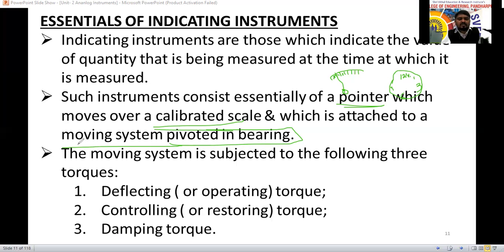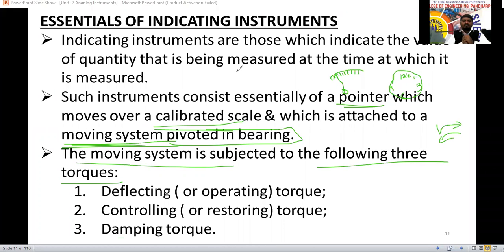So this moving system we are going to discuss here. The moving system is subjected to three torques or forces. One force is needed to go from zero to here, one force to come back, and in between, for the deflection to settle, one more force is needed. So the moving system is subjected to the following three torques or forces we are going to call them. Three forces are required here.